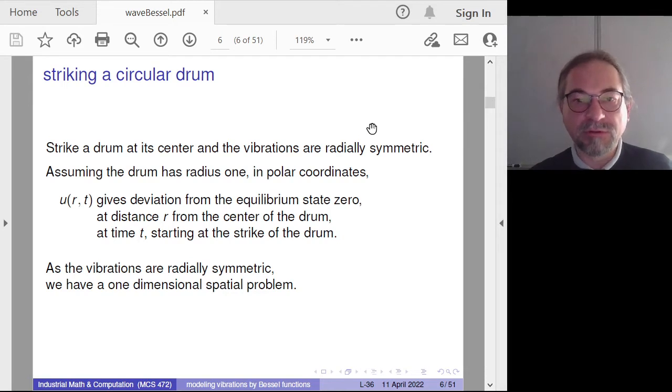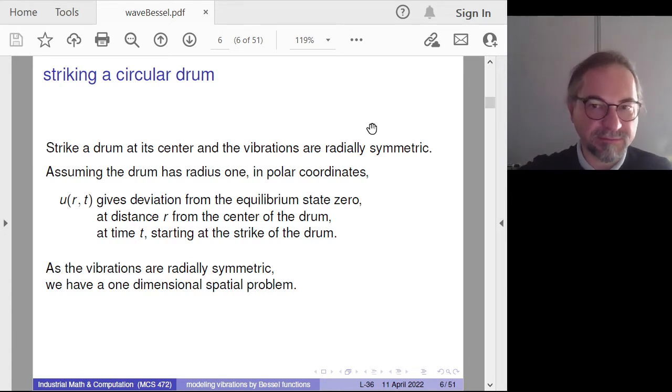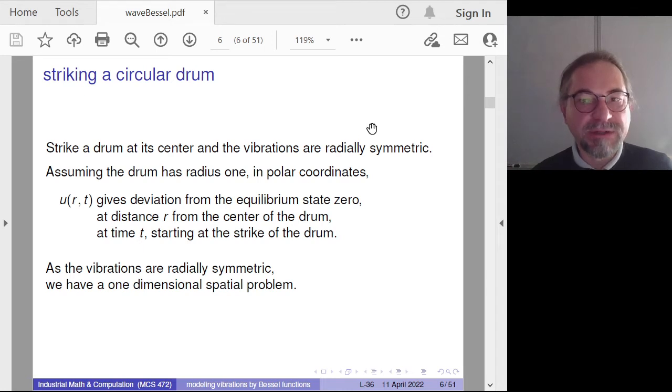Then the problem that we consider is that we strike the drum right at its center, and because of this positioning of the strike, everything will be symmetric. So we can immediately reduce this two-dimensional problem to a one-dimensional problem. In polar coordinates, we have a radius and we have an angle. The radius is the distance from the origin, and the angle is measured from the horizontal axis. That uniquely characterizes any point on that circular drum. But here, since this is radially symmetric, the angle really doesn't matter. So we forget about the angle. So we have a problem then in two variables. Time, of course, is important. And then we have the distance from the center of the drum.